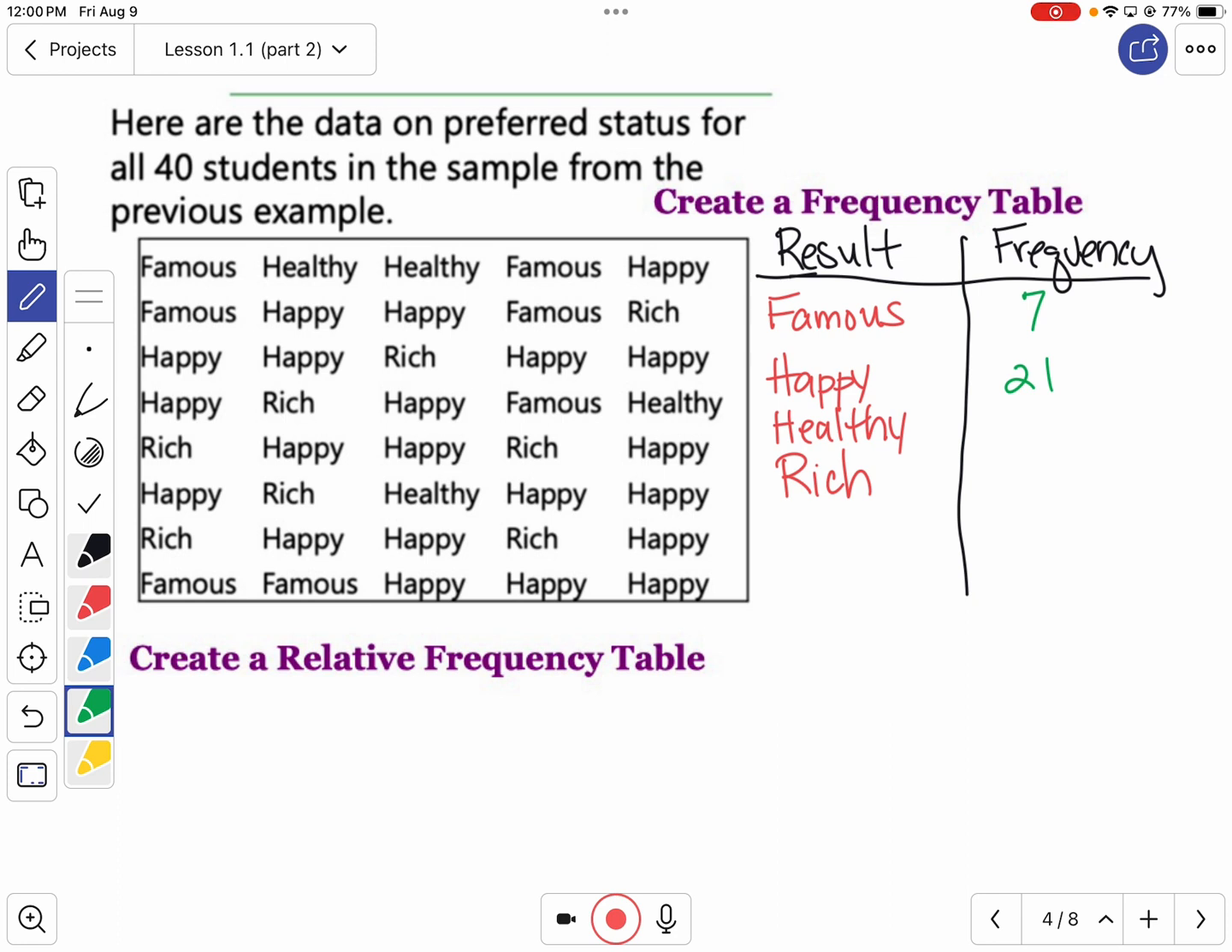What about healthy? I got 4. Is that what y'all got? Okay. And then rich, 1, 2, 3, 4, 5, 6, 7, 8. I got 8. Okay. Now, we always want to be sure that we didn't miscount.